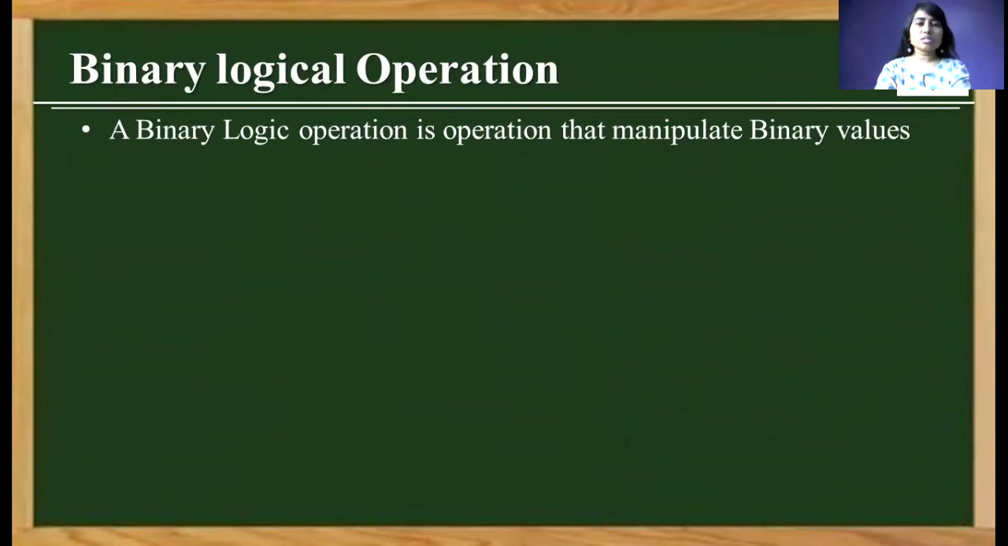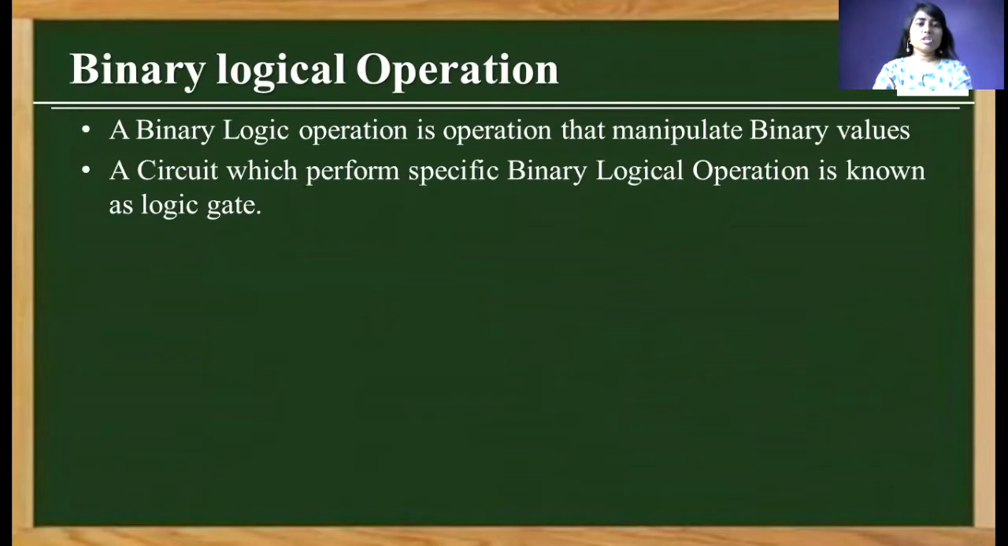And to manipulate binary values, we require a circuit which performs a specific binary logical operation, known as a logic gate. A circuit which performs a specific binary logical operation, that means a circuit which manipulates binary values logically, is known as a logic gate. There are various types of logic gates available. So let's discuss types of logic gates.